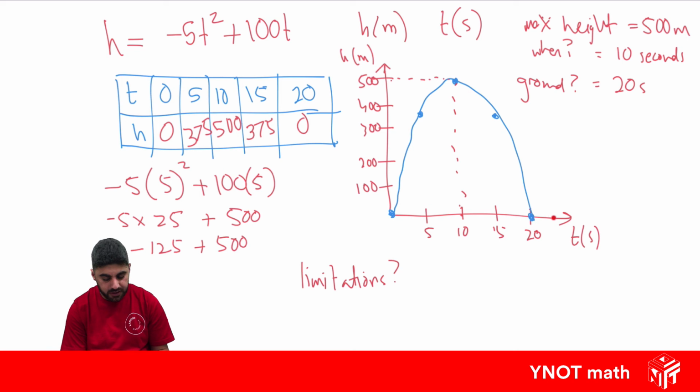And you can see anything beyond t is 20 is also going to give negative values for h. So that's not going to work either. So our limitations for the equation is that t has to be in between 0 and 20.